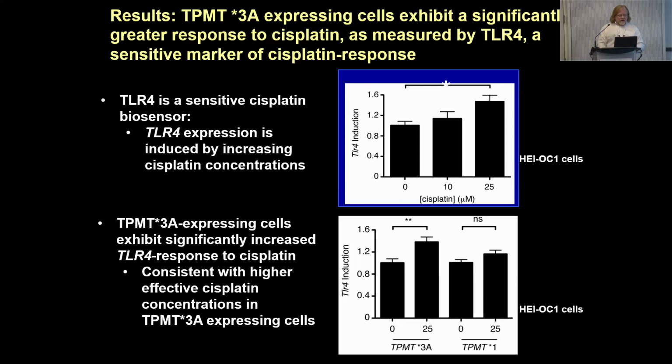is also increased. And then we looked specifically at the wild type cells, the STAR1 cells on the right at the bottom graph, and the low activity variant cells. And we showed that these low activity variant, the STAR3A cells, had significantly increased TLR4 response to cisplatin, which is basically they have more inflammatory response, and that's consistent with higher effective cisplatin concentrations in these particular cells.